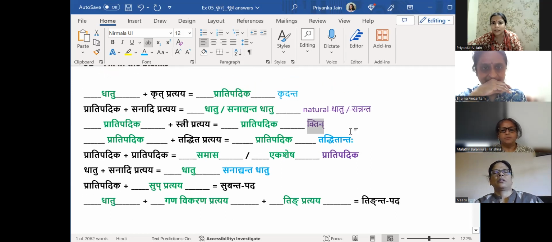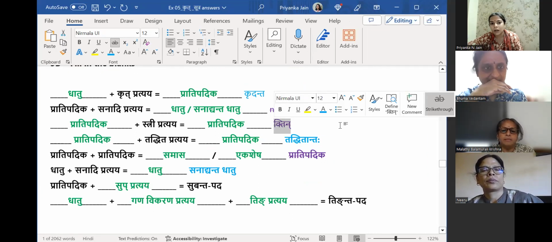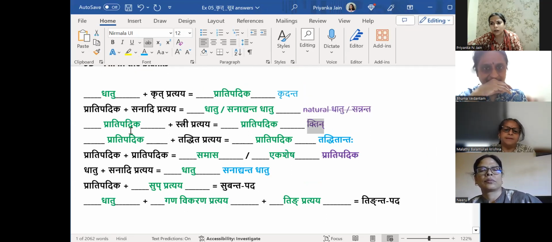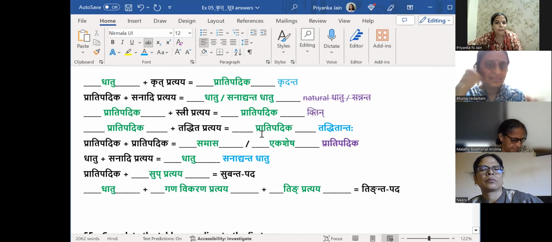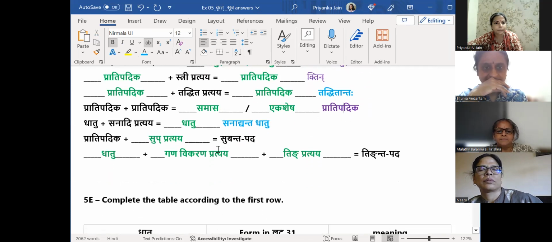Any suggestion? Sorry, which one? Somebody wrote this as Tin. No, Tin is a pratyaya. Stri is a pratyaya, Tin is a pratyaya. So it is Pratipadika only. Then here, Taddita Pratyaya gives a Tadditanta, so I left it as blue. Then this one is definitely Samasa and Ekashesha, and the rest was pretty straightforward.